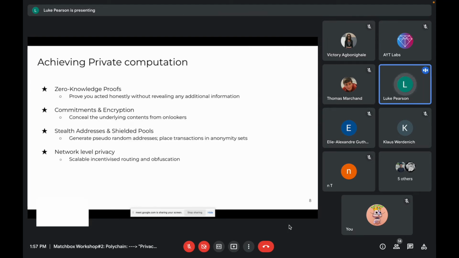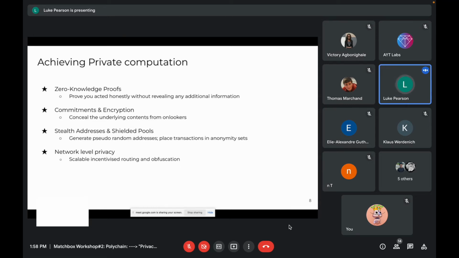What are you thinking about for achieving private computation? Well, there are zero knowledge proofs. So this ability to prove you acted honestly without revealing information. There's commitments and encryption. You could even, in some case, run a game where you do a commit and reveal to a Merkle tree. That would be easier for card games, and just keep the root on chain, which is, I think, a reasonable step for building something in Cairo.